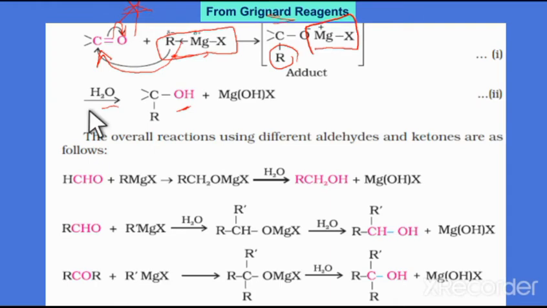In the case of formaldehyde, when it is treated with alkyl magnesium halide, we can get the primary alcohol.